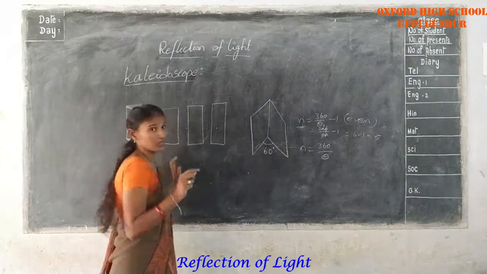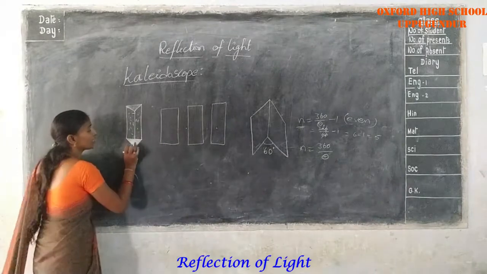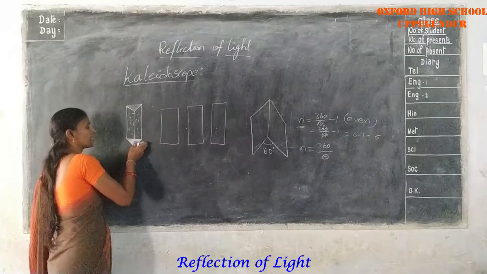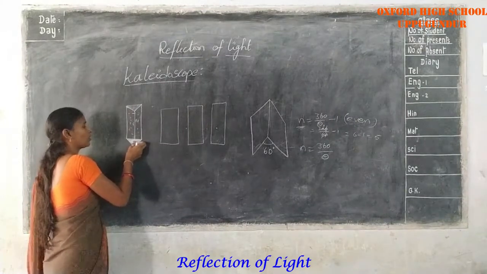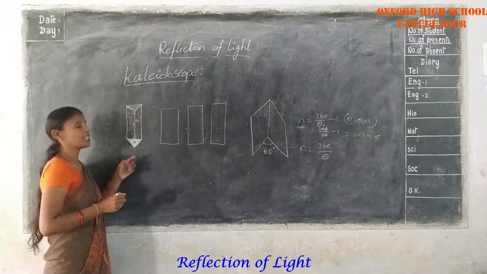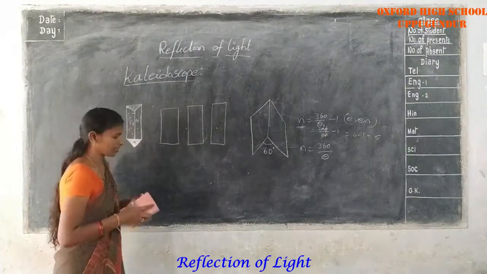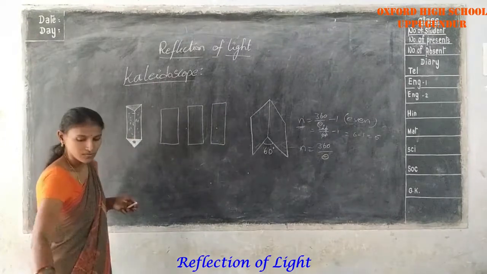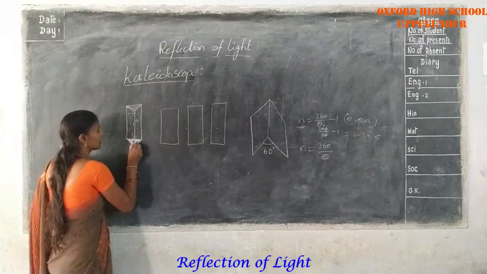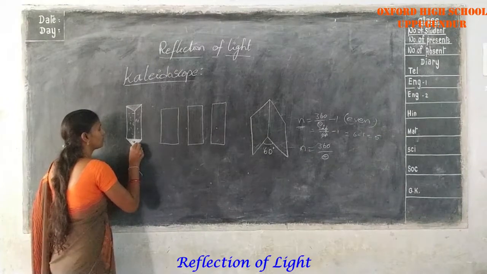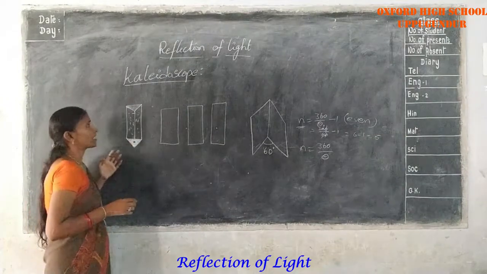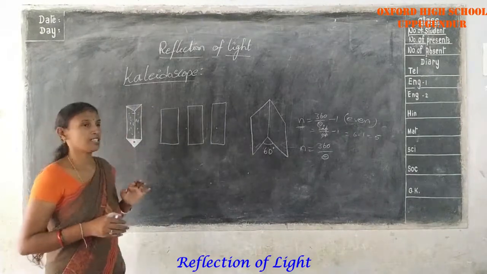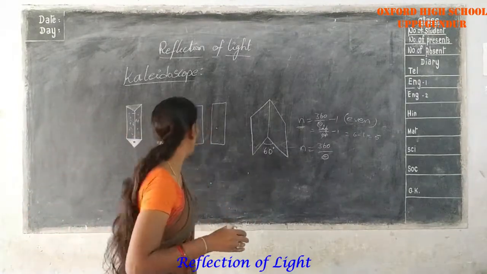Sorry, one more point is there. Keep one small hole on the sheet side only. You make a small hole in the sheet side. So you are ready with the kaleidoscope. You observe the objects inside through the hole only.